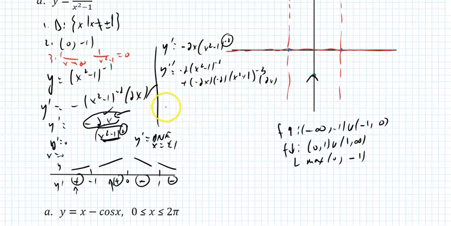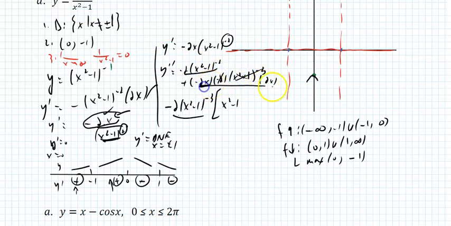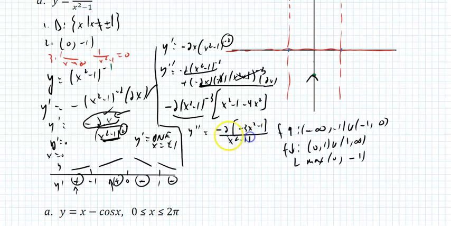So if I factor a negative 2 into x squared minus 1 to the negative 3, this divided by this will give me x squared minus 1. This divided by this, the negative 2 disappears. And this disappears. So I'm left with negative 2x times 2x, which is minus 4x squared. So y double prime is actually negative 2 times negative 3x squared minus 1 over x squared minus 1 cubed.